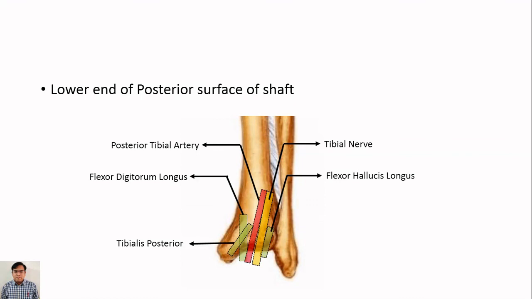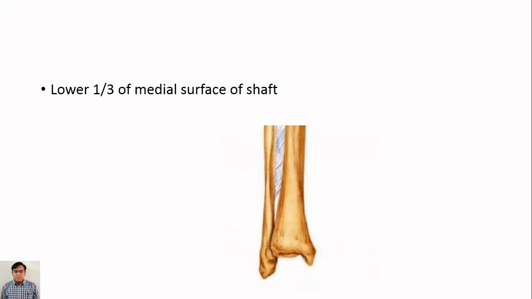And these relations, anterior surface and posterior surface, can be remembered by a mnemonic. For the anterior relation: The Hospitals Are Not Dirty Places, and for the posterior surface: Tom, Dick, And Harry. Okay. The lower one-third of the medial surface of the shaft is related with one vein. This is the great saphenous vein.